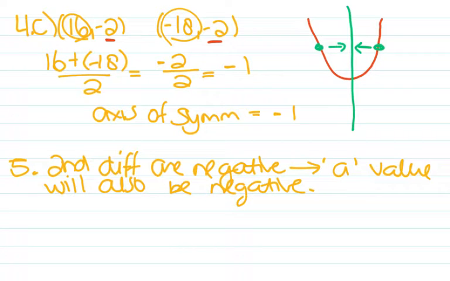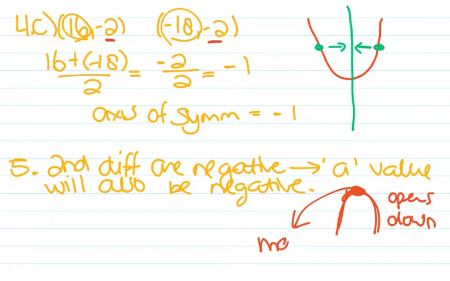So if the a value is negative, that means the parabola will open down, which means it will have a maximum point. It will have a highest point rather than a minimum. So that's part A.